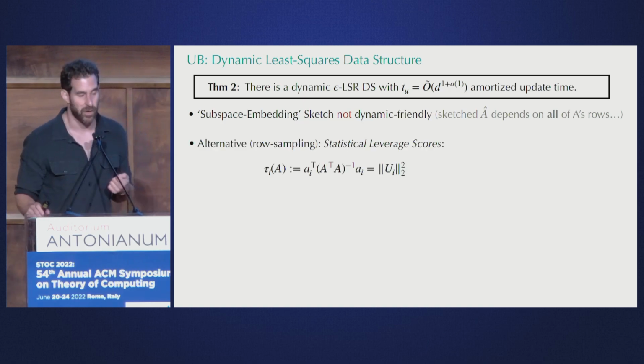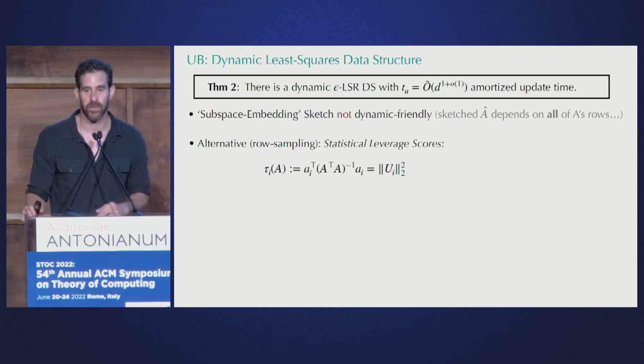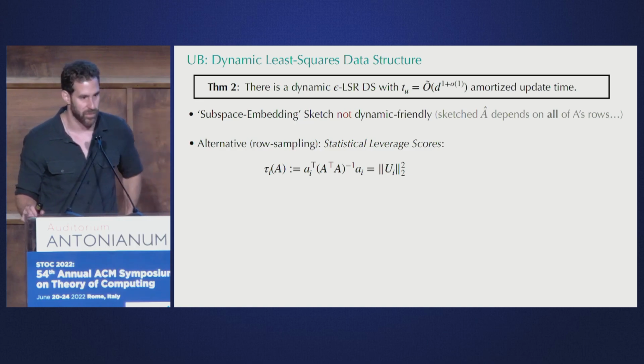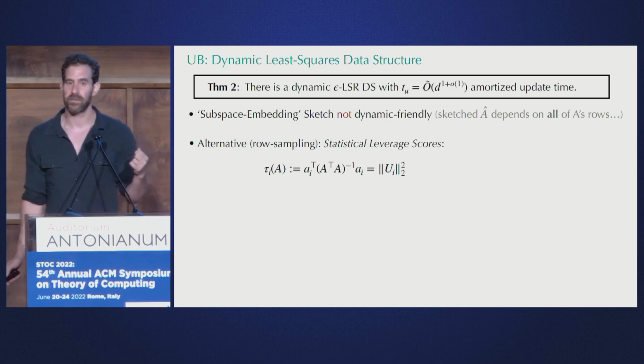And this uses the notion of statistical leverage scores, which was, I think, kind of long known in the statistics community, but brought to the TCS community by Drineas et al. in around 2012. So what is the statistical leverage score of the ith row of a tall matrix?